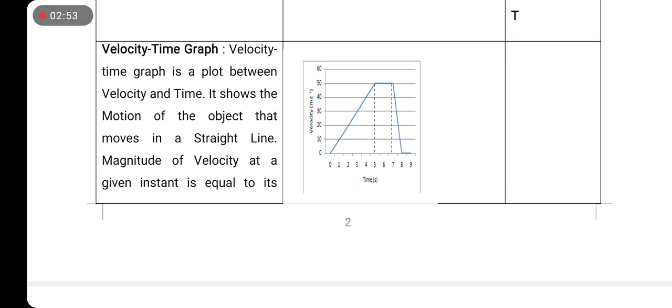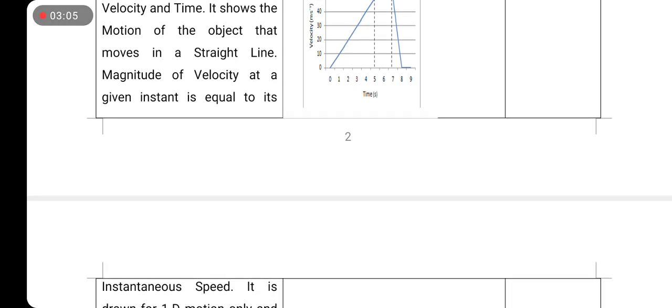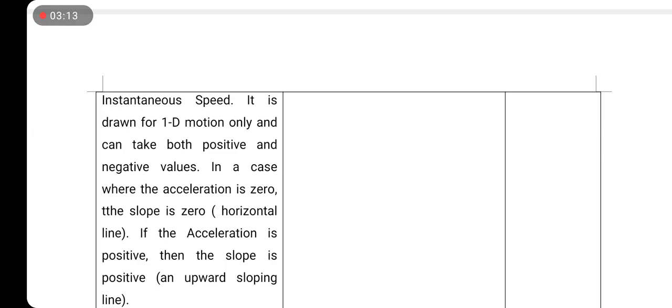Now, velocity time graph. Velocity time graph is a plot between velocity and time. It shows the motion of the object that moves in a straight line. The magnitude of velocity at a given instant is equal to its instantaneous speed. It is drawn from one-dimension motion only and can take both positive and negative values.